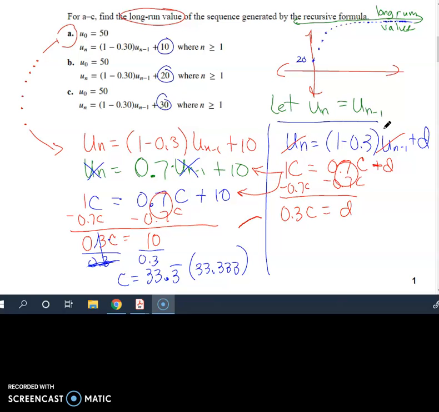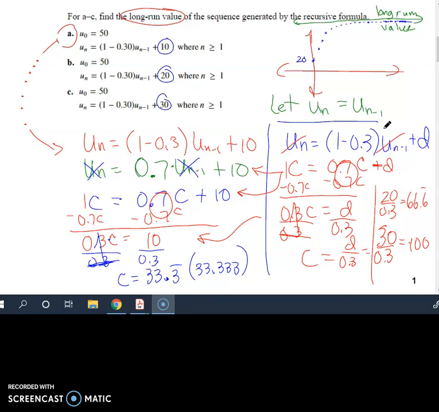And like we did down here, we're going to divide both sides by 3/10, which gives me a value of C is equal to D divided by 3/10. So in problem B up there, the answer is going to be 20 divided by 3/10. So hopefully for problem B, you got 66.6 repeating. And for the third problem, it's going to be 30 for D divided by 3/10. So that answer is exactly 100.